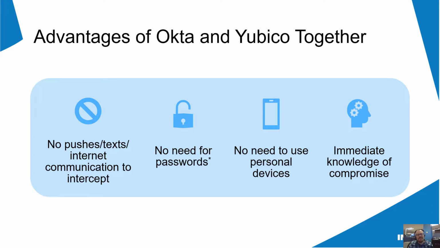And it also has an immediate knowledge of compromise. Now that one might be less obvious right off the bat, but this is why I say that. So let's say you've got your YubiKey, you're keeping it in a good location, you go through an airport, and suddenly when you get to your destination, you realize you've lost your YubiKey. You can call tech support right away and say, hey, listen, I've lost my YubiKey, deactivate my account. So it's an immediate knowledge of compromise.